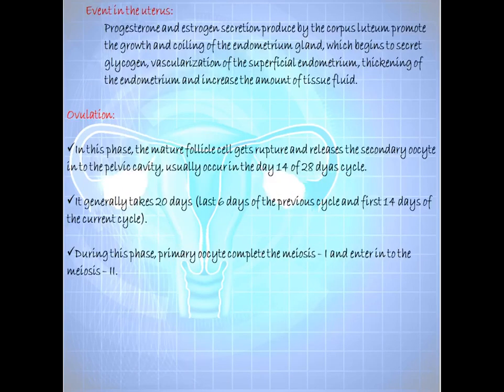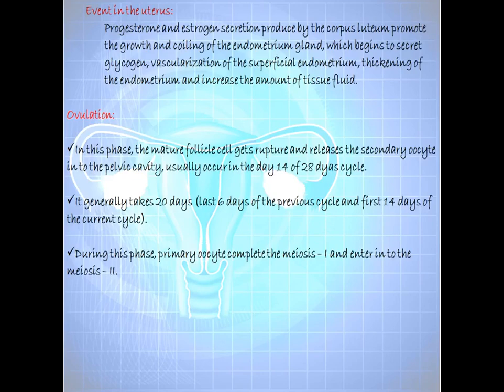Events in the uterus. Progesterone and estrogen secretion produced by the corpus luteum promote the growth and coiling of the endometrial glands, which begin to secrete glycogen, vascularization of the superficial endometrium, thickening of the endometrium, and an increase in the amount of tissue fluid. Third one is ovulation.